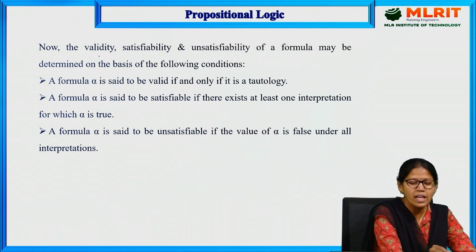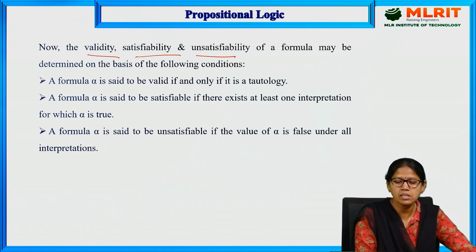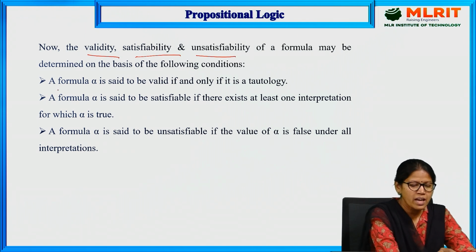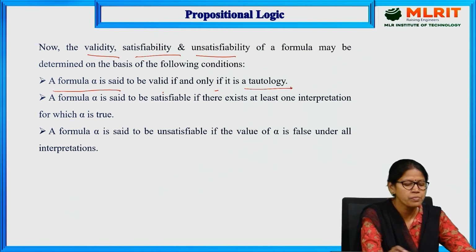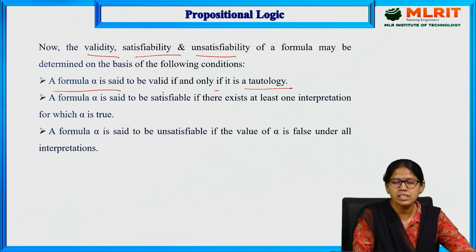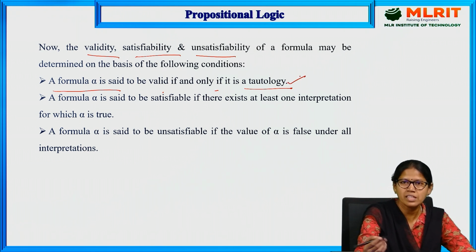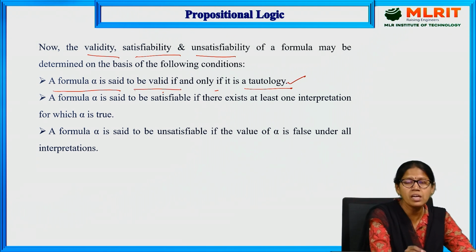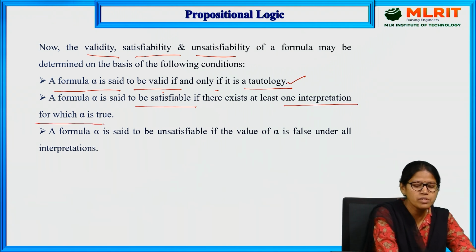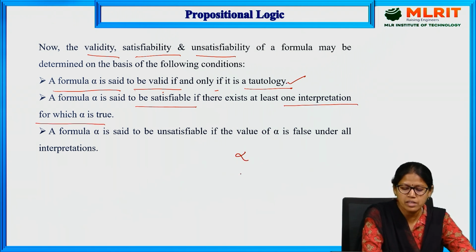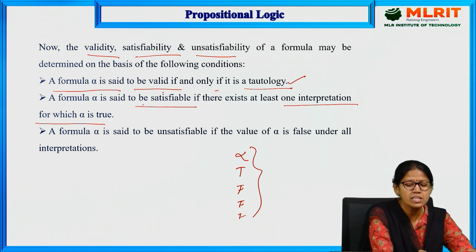Now the validity, satisfiability, and unsatisfiability of a formula are given as follows. A formula alpha is said to be valid if and only if it is a tautology. Meaning if alpha is true under all interpretations, then it is a tautology. When it is a tautology, it is said to be valid. A formula alpha is said to be satisfiable if there exists at least one interpretation for which alpha is true. For example, alpha is true, false, false, false. Then this is said to be satisfiable.